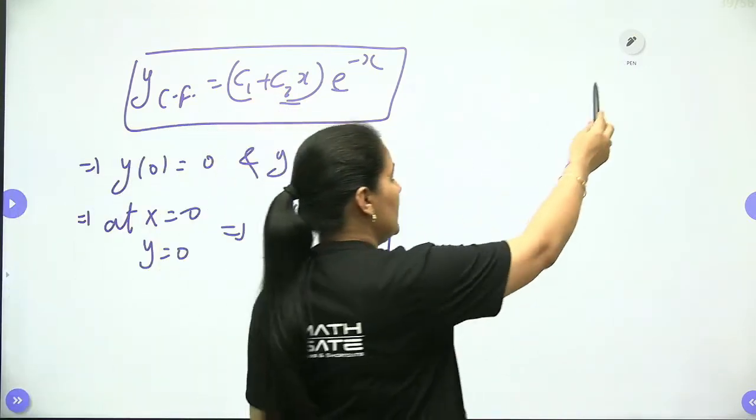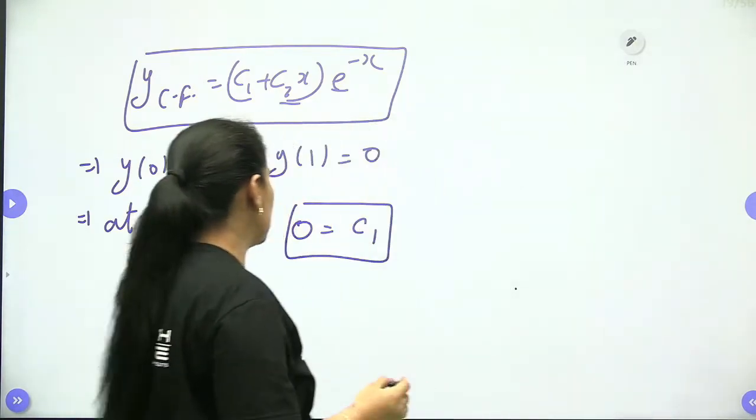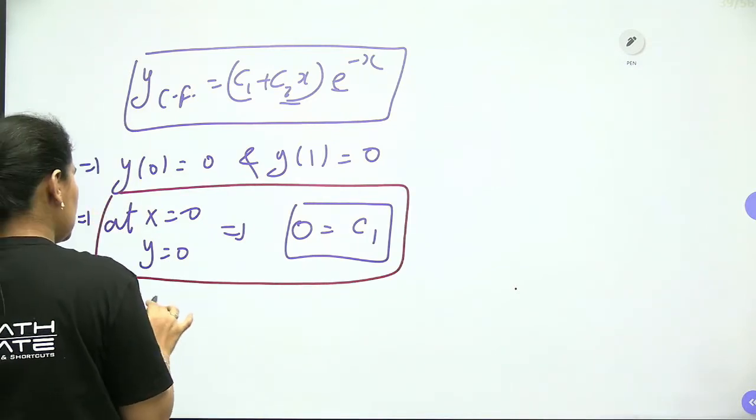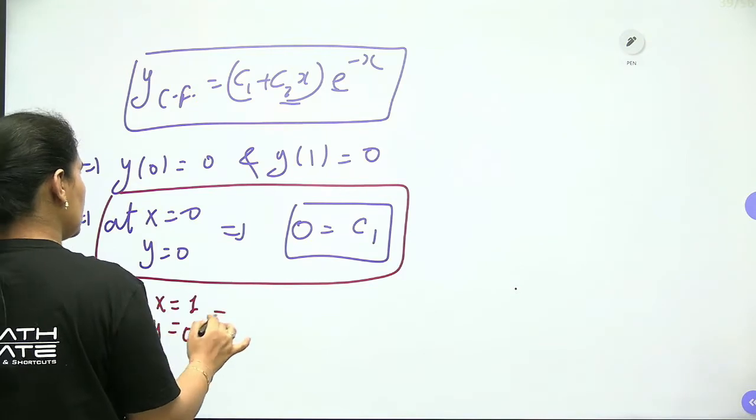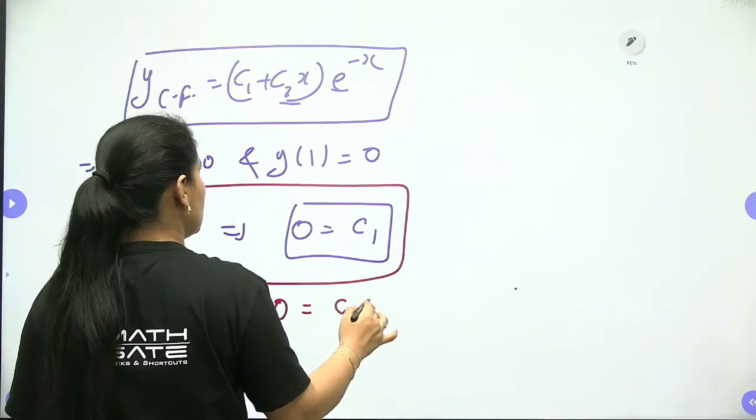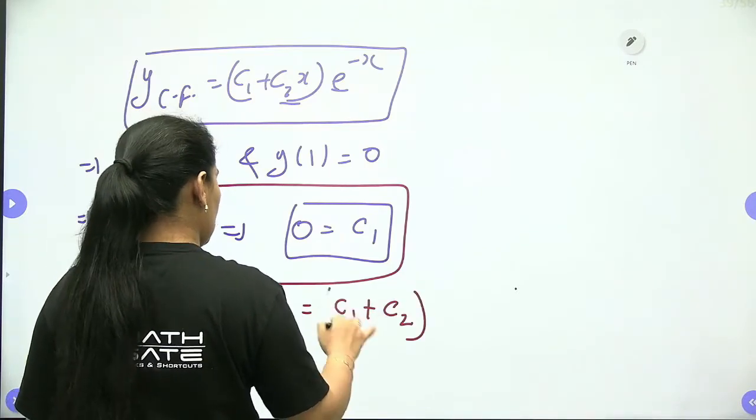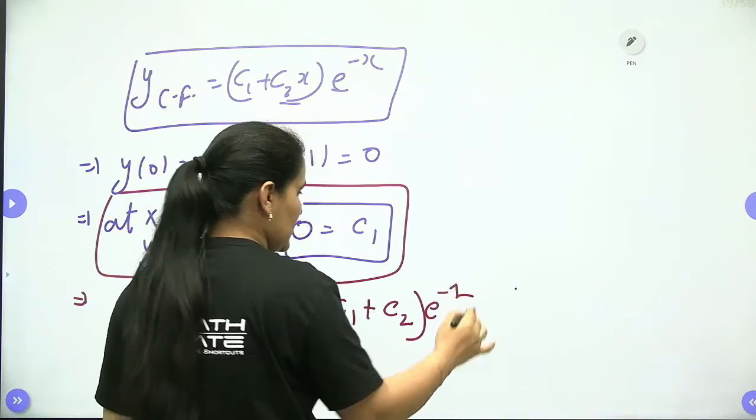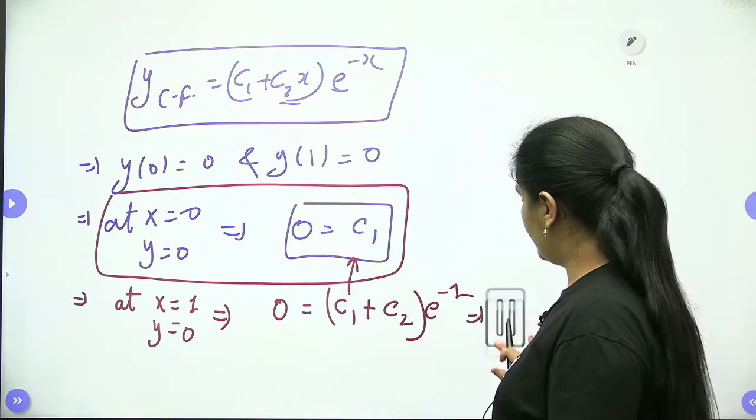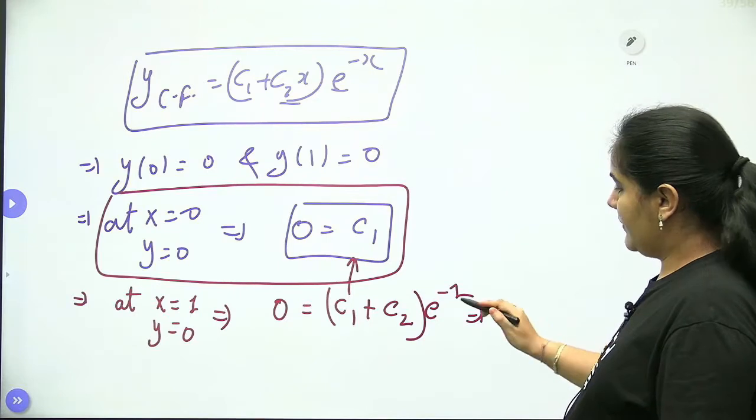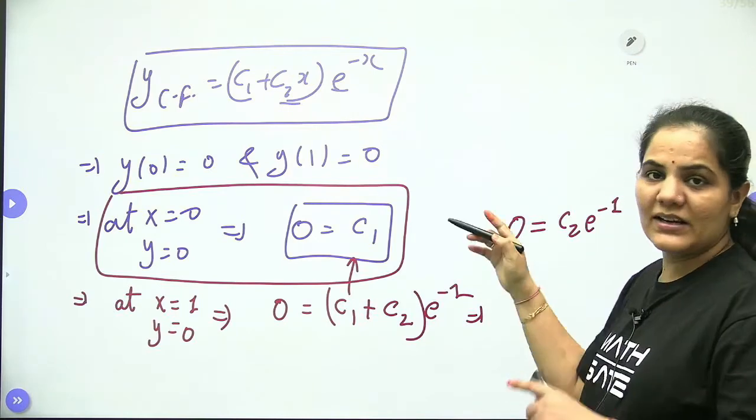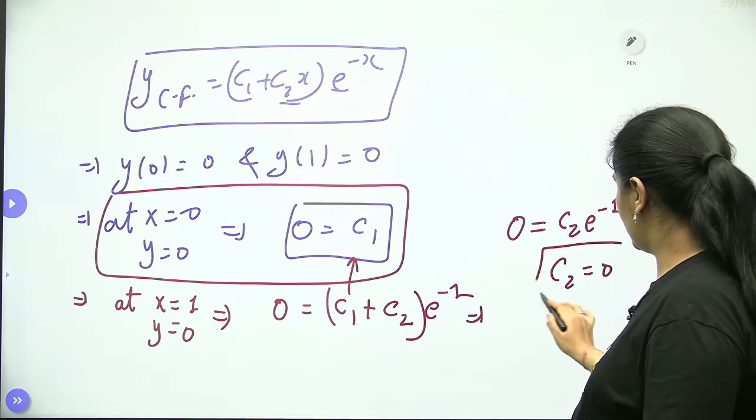When we approach the next condition, we already have C1 equal to 0. The next condition is at x equals 1, y equals 0. So you can write 0 equals C1 plus C2, and x equals 1 means e to the power minus 1 will be here. We know very well C1 is already 0. So you can conclude that 0 equals C2 e to the power minus 1. So my C2 will also be 0.